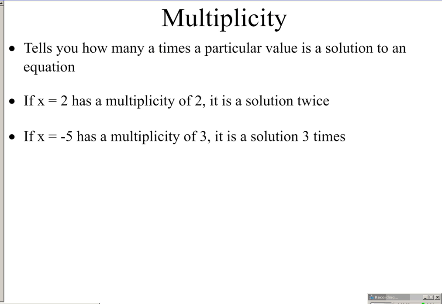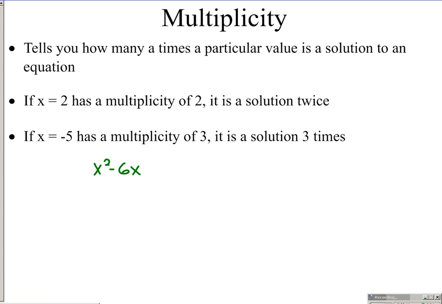So if x equals 2 has a multiplicity of 2, it means that it is a solution twice to a particular equation. If x equals -5 has a multiplicity of 3, it means it's a solution 3 times, and so on. An example of this would be the polynomial x squared minus 6x plus 9.